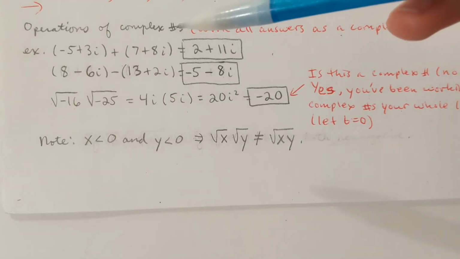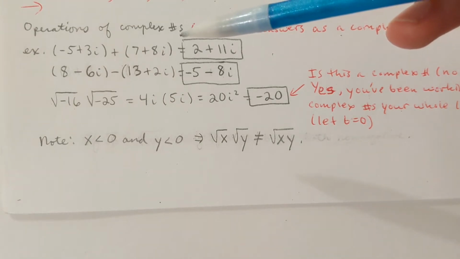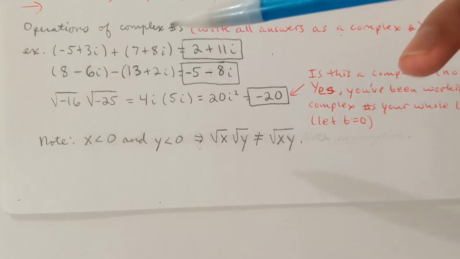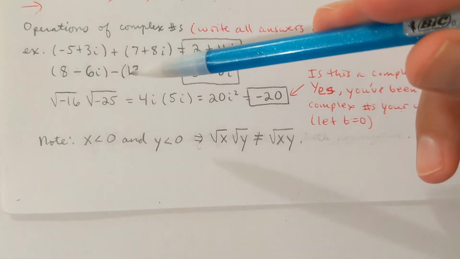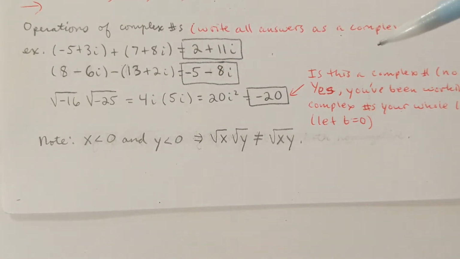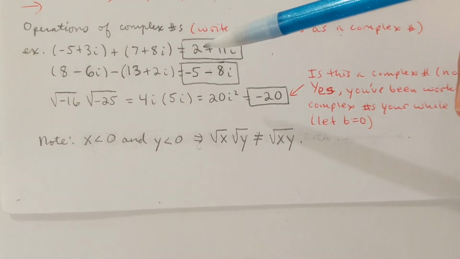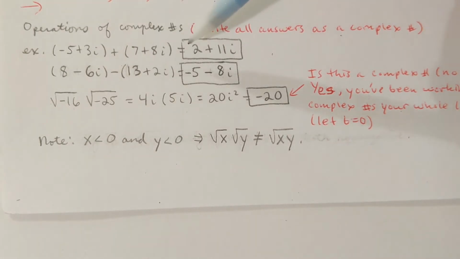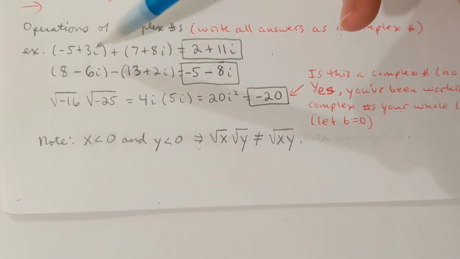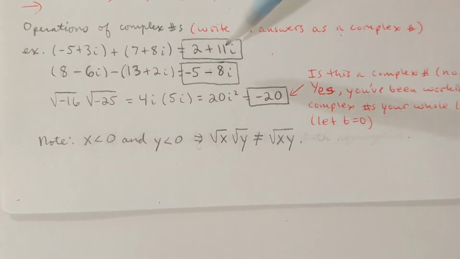So the first one, negative 5 plus 3i plus 7 plus 8i. We've got two complex numbers. Now, whenever you're adding or subtracting two complex numbers, it's very simple. All you do is add the real parts together, and then you add the imaginary parts together. So like here, negative 5 plus 7 is 2. 3i plus 8i is 11i. 2 plus 11i, that's in the form a plus b times i, and so we're done.